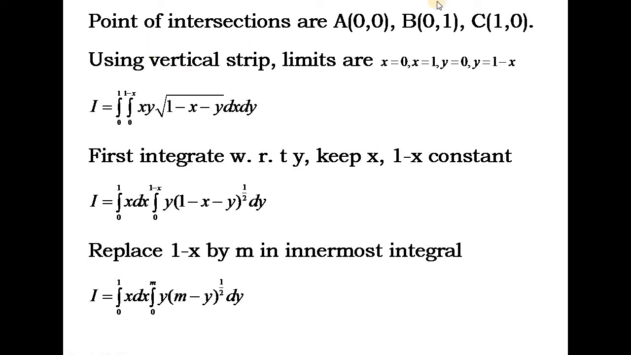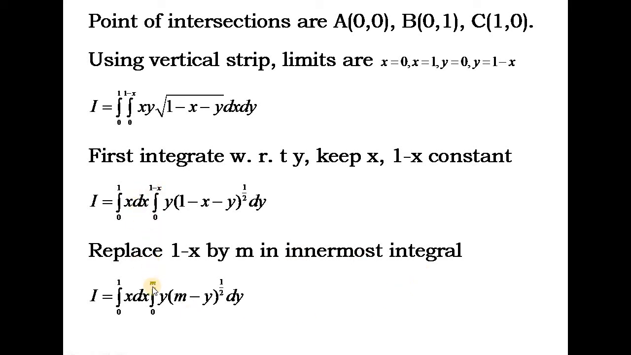The points of intersection are A the origin (0, 0), B (0, 1), C (1, 0). Using the vertical strip, the limits are x from 0 to 1, and y from 0 to 1 minus x. So I is the integral from 0 to 1, 0 to 1 minus x, of xy times root of 1 minus x minus y. First integrate with respect to y, keeping x and 1 minus x constant, so x dx is separate, and the integral from 0 to 1 minus x of y into (1 minus x minus y) to the power 1 by 2. Replace 1 minus x by m in the innermost integral.